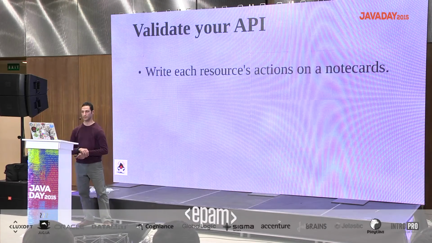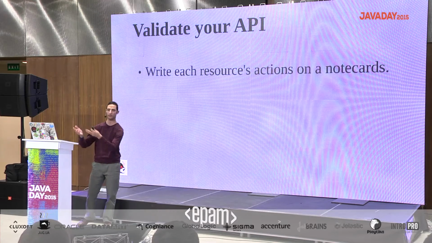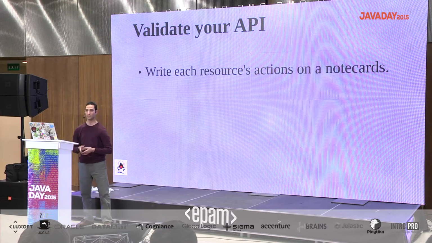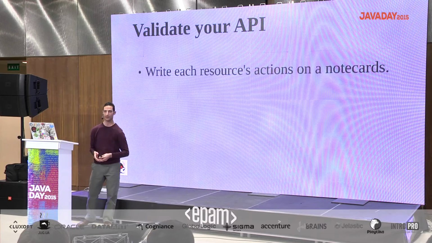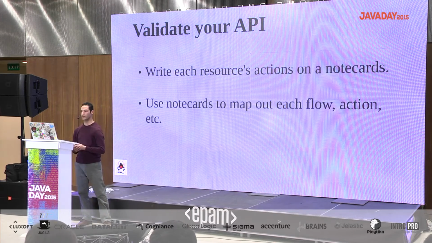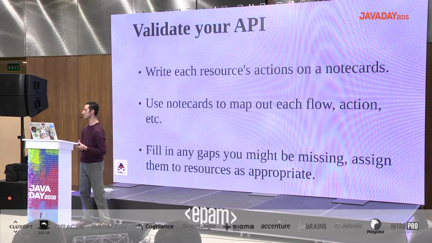To validate your API, write each resource's action on a note card. I told you not to worry about the tool, just use a piece of paper. I'm doing all of this on paper instead of URL tools, or Notepad, text pad, whatever you want. Use a note to map each flow, action, and resource. Once the mapping is done, fill any gaps you might be missing and assign them to resources as appropriate.